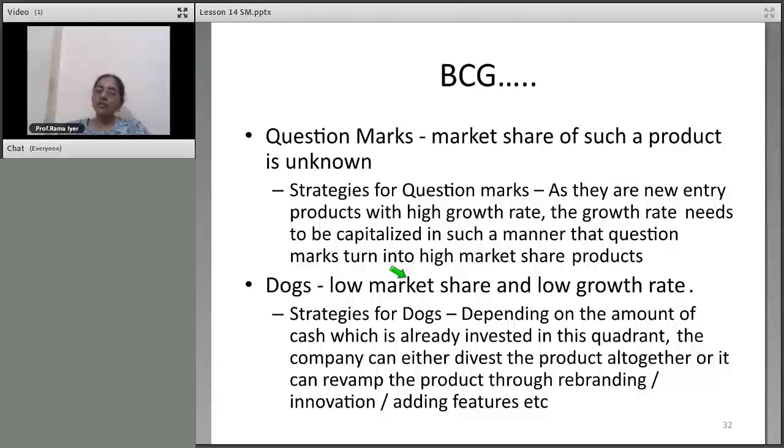And dogs are low market share, low growth rate. What is the strategy? Depending on the amount of cash that you have already put in, you have to determine whether you want to throw away that product or you want to revamp that product. Revamp that product as in make it a different look, a different feel, maybe just add a few things to it through rebranding, innovation, adding features. Got it? So that is another thing that you can look at.